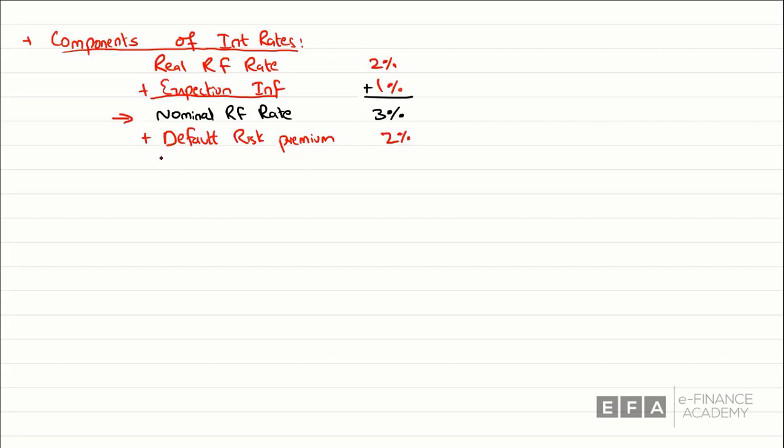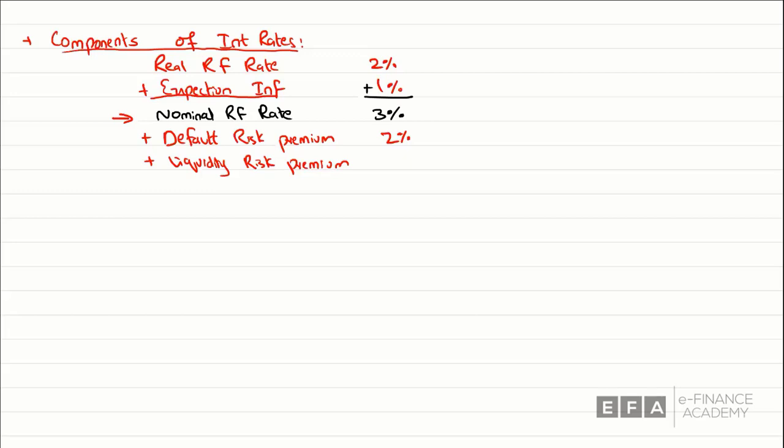We also have other types of risk premiums or risks. The next type of risk we have is the liquidity risk premium. Again, what is liquidity risk? Generally, the term liquidity refers to the ability to convert your investment into cash. That's what liquidity means. And what is liquidity risk? The liquidity risk is the inability to convert your investment into cash.